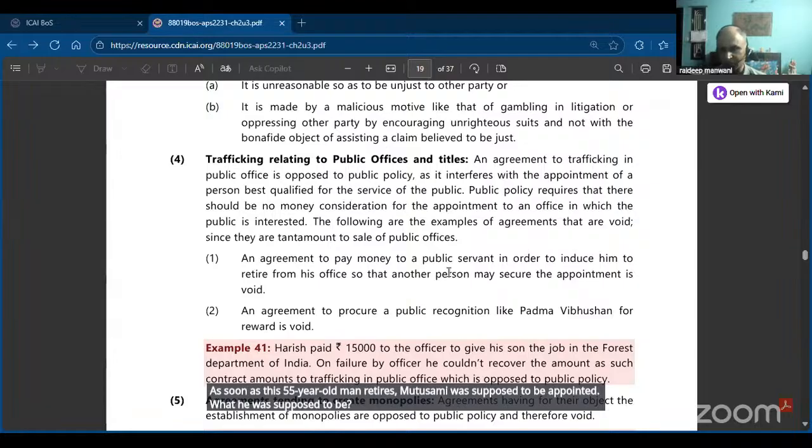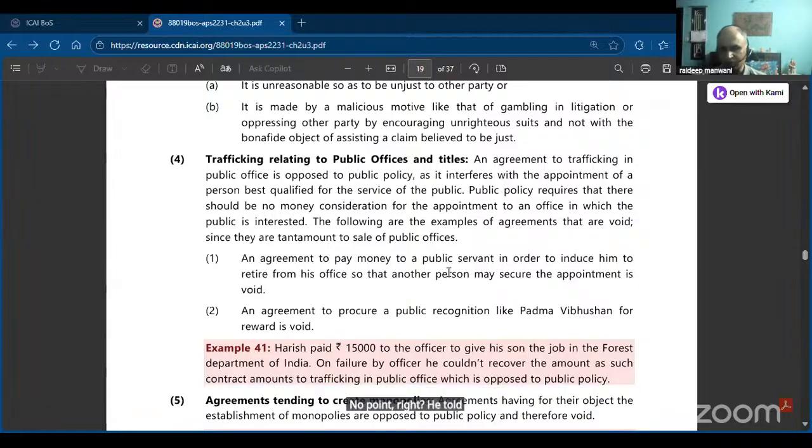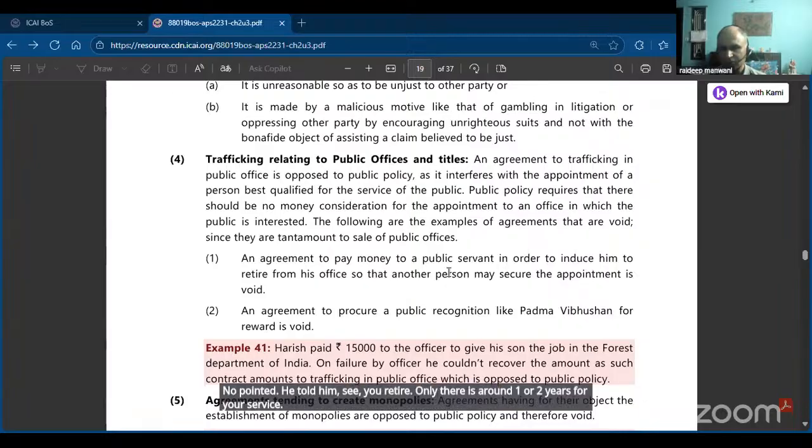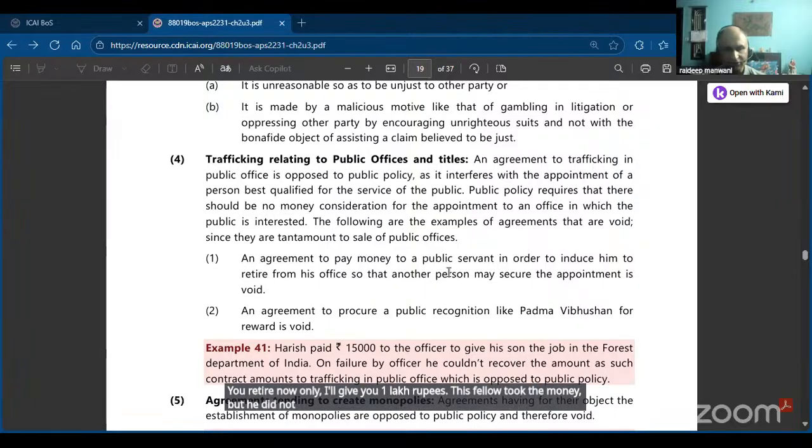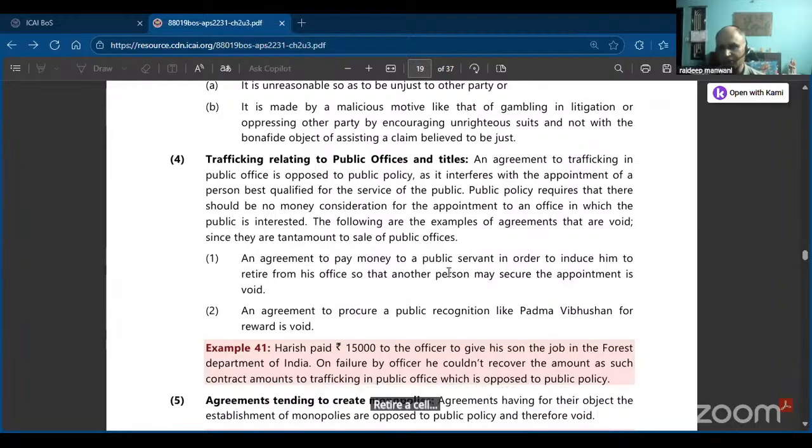Appointed, sir. He told him, you retire. There are only 1 or 2 years left in your service. Retire now and I'll give you 1 lakh rupees. This fellow took the money, but he did not retire. Then he filed a case.